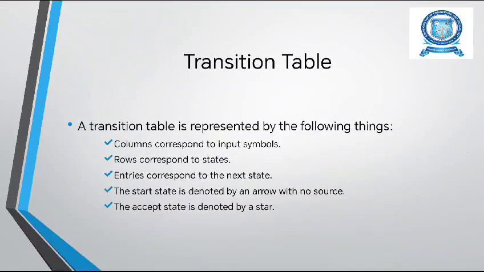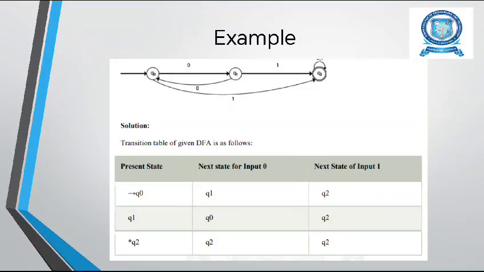Transition table. A transition table is represented by the following things. Columns correspond to input symbols, rows correspond to states, and entries correspond to the next state. The start state is denoted by an arrow with no source. The accept state is denoted by a star. Example: here three states are there, Q0, Q1, Q2, and 0 as well as 1 are the inputs. Based on this transition diagram, we have to draw the transition table.